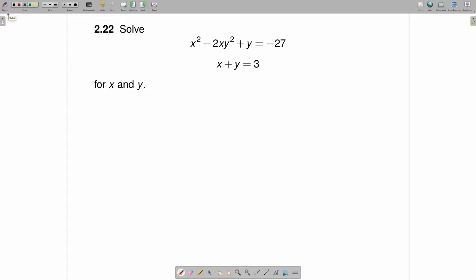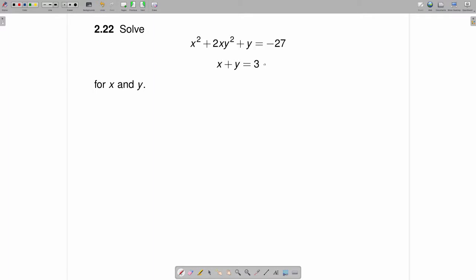Solve x squared plus 2xy squared plus y is equal to negative 27, and x plus y is equal to 3 for x and y. So this is a system of two equations in two unknowns, and the two different unknowns are x and y. Furthermore, the first of these two equations here is a nonlinear equation, and the second one is a linear equation. So we have some work to do here.